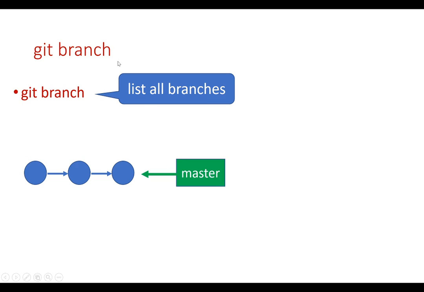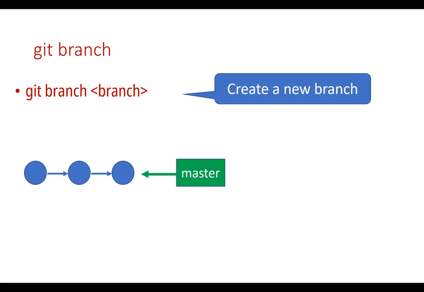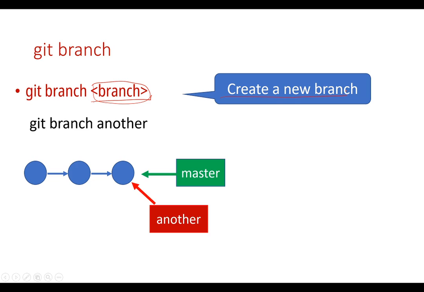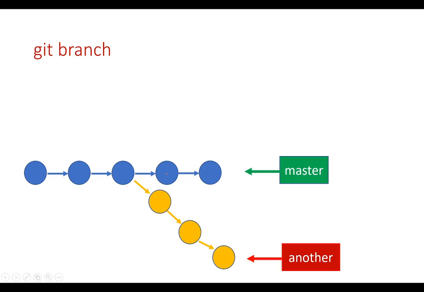Use the git branch command to list all the branches. And git branch with a branch name creates a new branch. For example, git branch another will create a new branch. The new branch has the same commit as master. Then we may work on the master, submit some commits, and on the another branch, you can do some work.